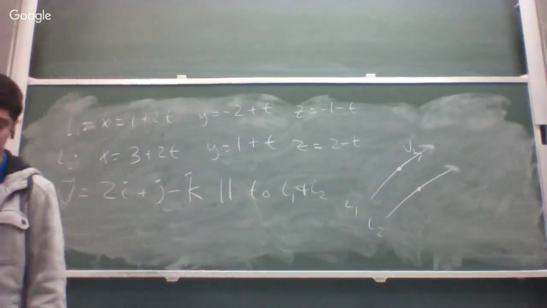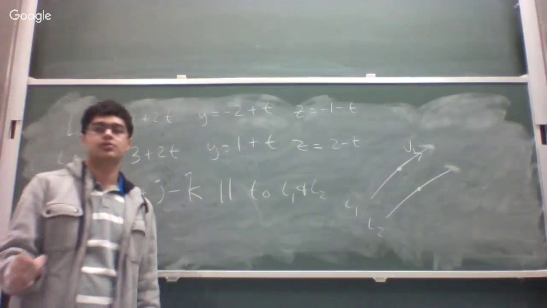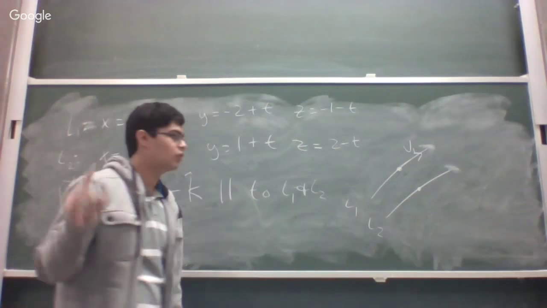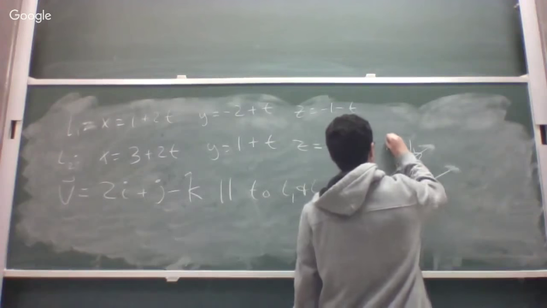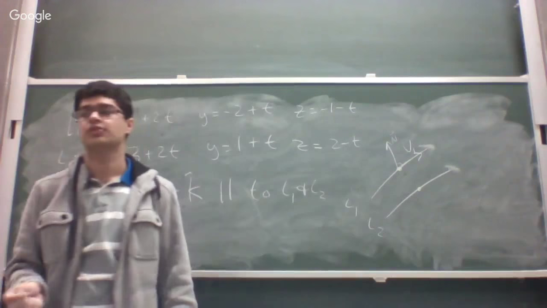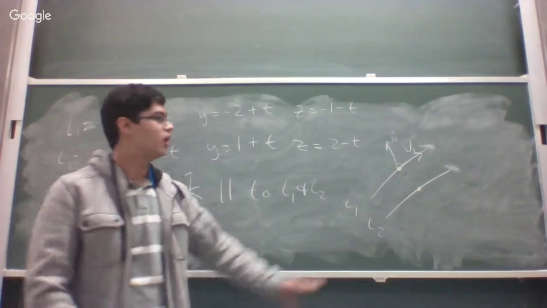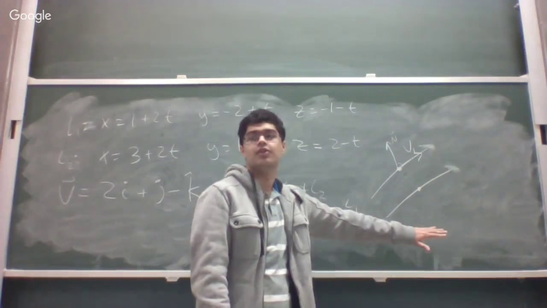To find the equation of a plane, what do we need? A normal vector, okay? To find a normal vector, we need how many vectors? 2. So we need to find one more vector on this plane, okay?